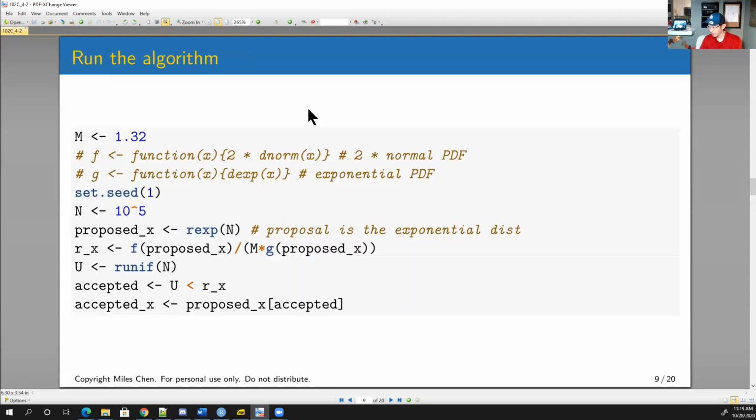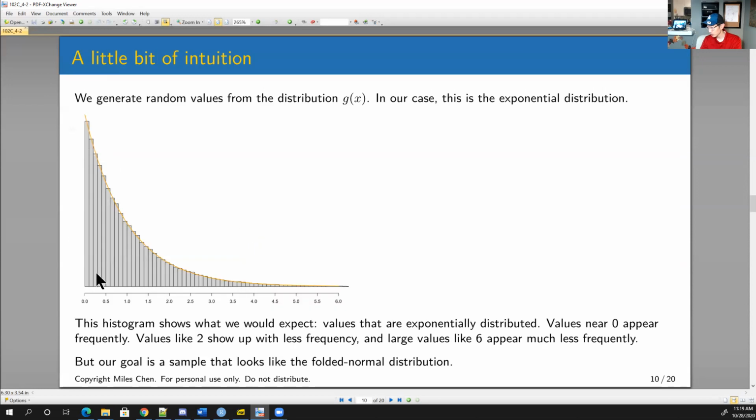Okay, so it's a histogram of the proposed values which come from the random exponential, and that's g of x. It looks exactly as we would expect, in that the values are exponentially distributed. Values near 0 appear a lot. Values out at 6 hardly appear ever. And we get values like 2 and 2.5 that appear sometimes, but a lot less frequently than values at 0.